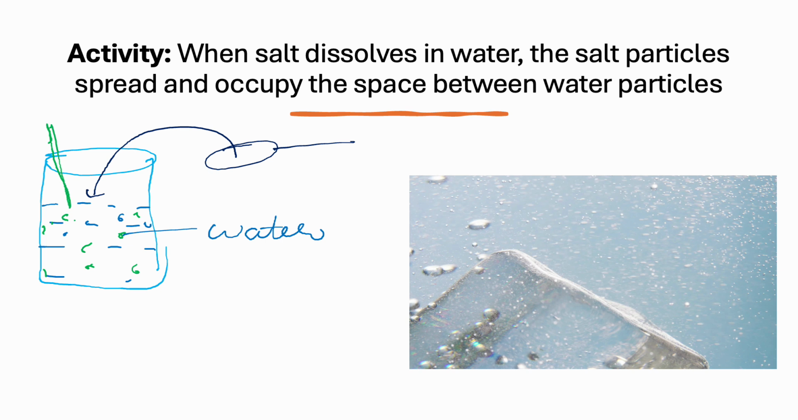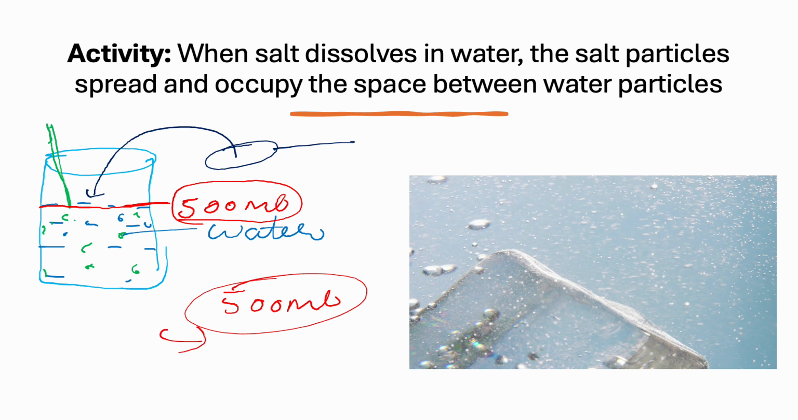But what we can observe here is that the water level in the beginning was 500 ml. After adding 1 teaspoon of sugar, the water level still remained 500 ml. How come? It should rise, right? If 500 ml of substance is present in a container and I add more substance, the water level should rise, but it's not rising.